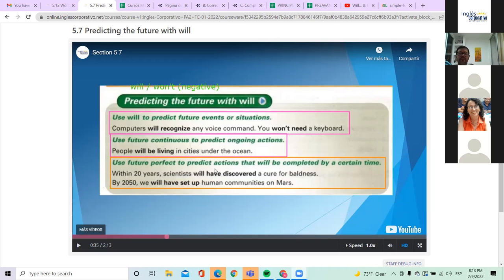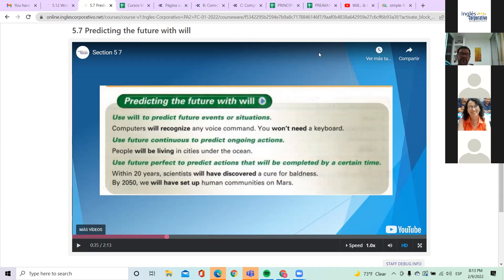That's right. So for the future perfect, we need that event to happen in the future, but it will be completed. So it will happen and then we are done with that. So within 20 years, scientists will have discovered a cure for baldness. You discover something and then you publish it, it becomes a product or whatever, right? But you only discover it once.